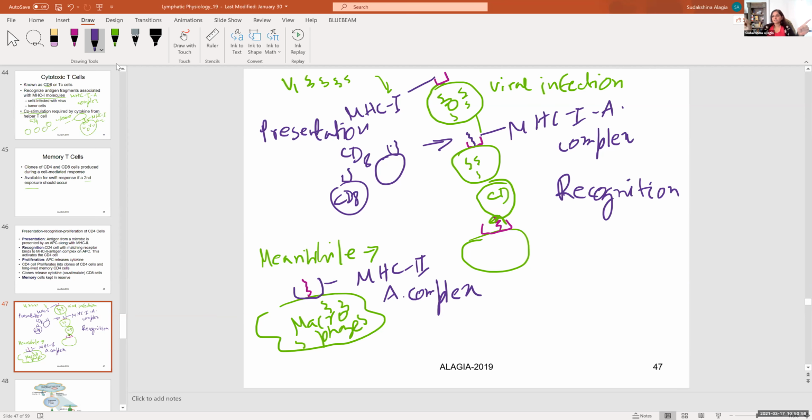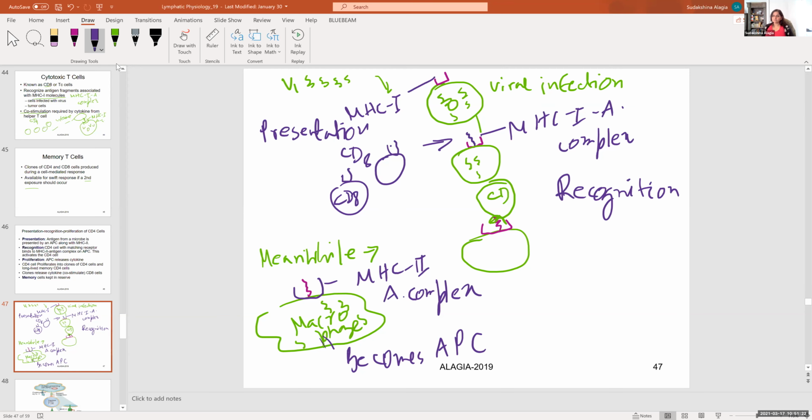So we have two presentations going on. One for viral infection, one at the level of the nucleated cell, one by the macrophage. So as soon as the macrophage displays this MHC2 antigen complex, this becomes an APC. Now this is an antigen presenting cell. It's presenting the antigen.